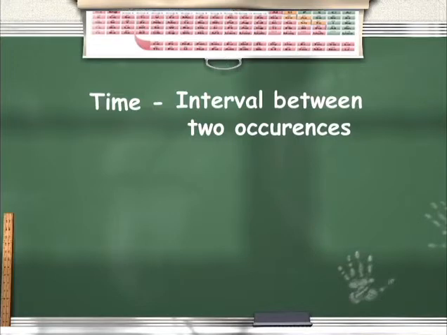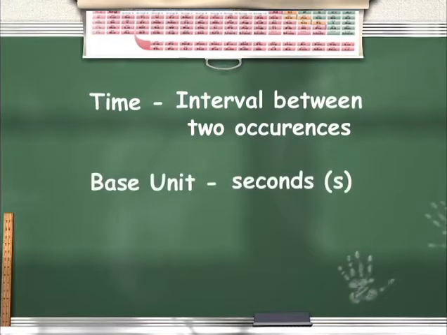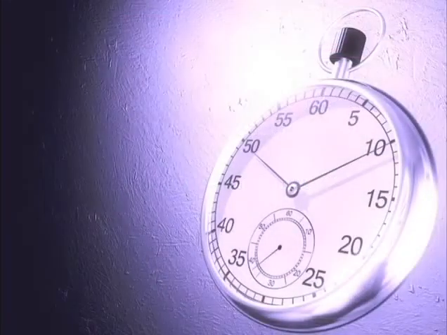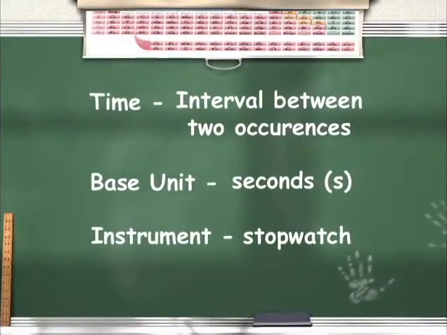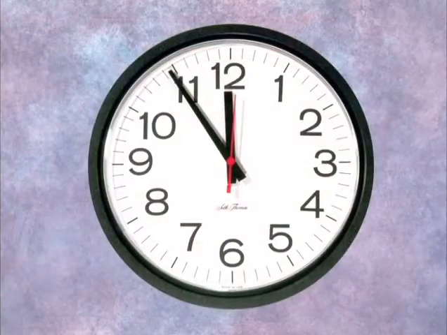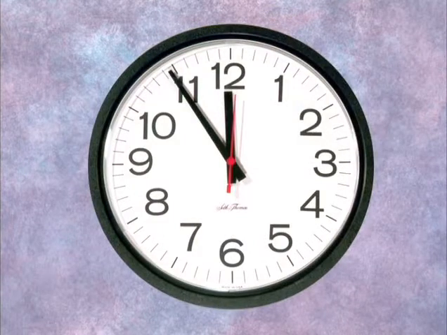Time is defined as the interval between two occurrences. The base unit for time is the second, which is abbreviated with a lowercase s. In class, time will be measured using a stopwatch. A good example of measuring time is how students watch the clock to see when class is going to end.